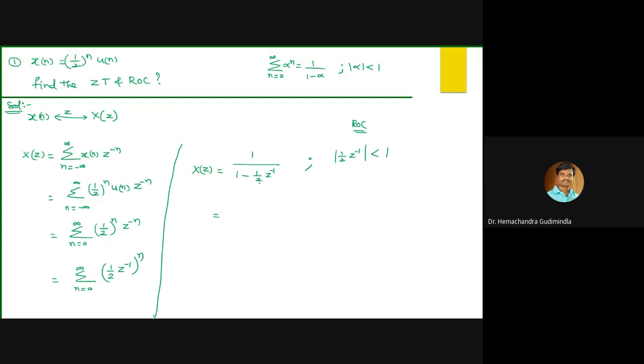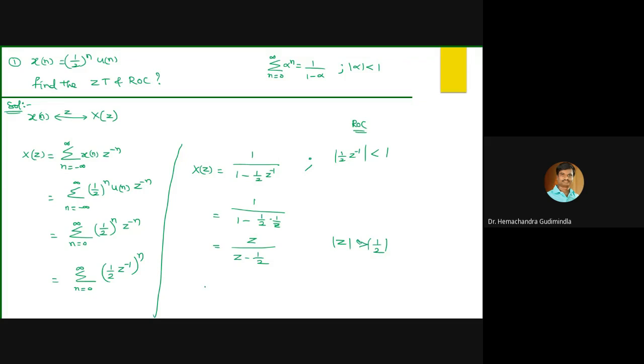Now if I want to simplify this, it is 1 by 1 minus 1 by 2 into 1 by z, since z inverse is nothing but 1 by z. Now if you take z to that side, it becomes z by z minus 1 by 2, and mod z should be greater than 1 by 2. Mod z greater than mod 1 by 2.